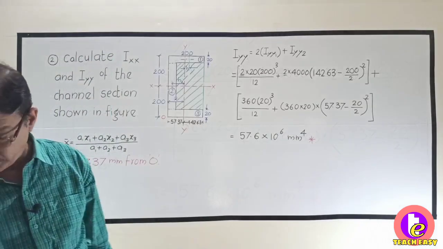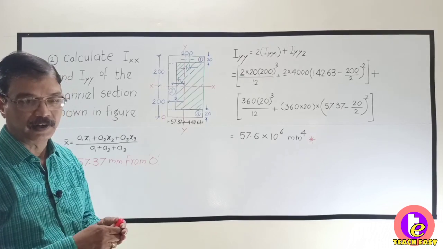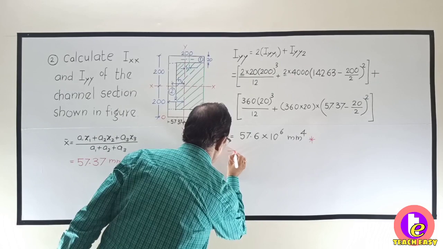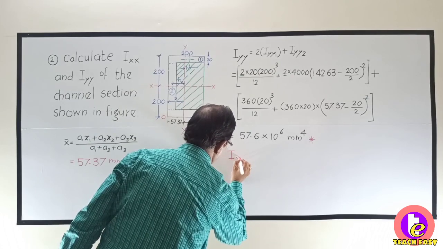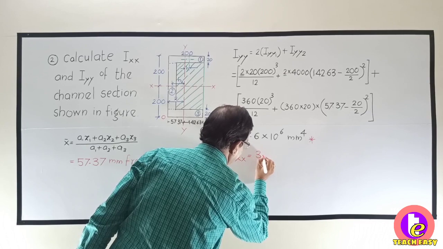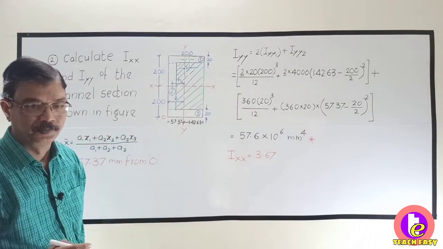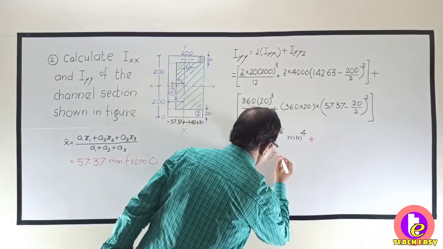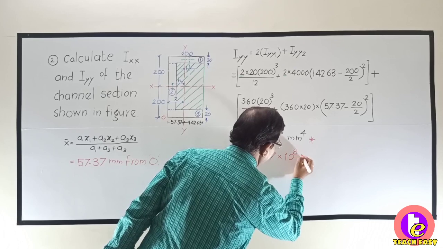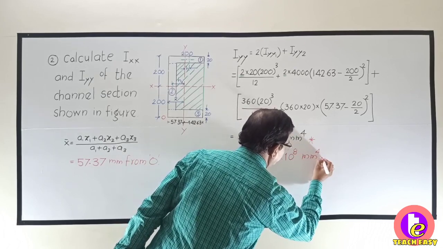So try to do it at home and your answer of Ixx will come out to be 3.67 into 10 raised to 8. Answer I have given mm raised to 4. You have to do it at home.